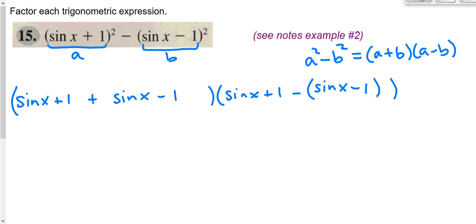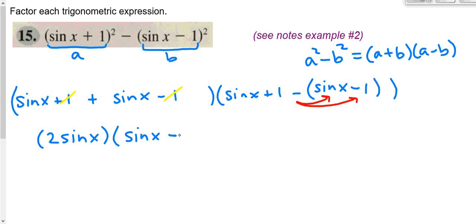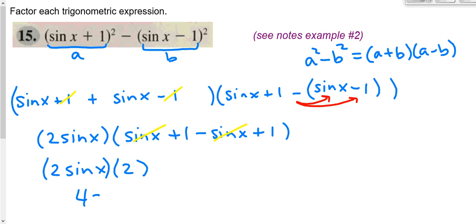Okay, now let's simplify. So notice in the first one you have a plus 1 and a minus 1. You can cancel those. And what you have left is sine x plus sine x, so that would be 2 sine x. And in the second one, let's go ahead and distribute the minus sign before we do anything else. So we have sine of x plus 1 minus sine of x plus 1. Minus negative 1 will be plus 1. Okay, so here we have a sine of x and a minus sine of x that can cancel. So all we have left is 1 plus 1. So we have 2 sine of x times 2. And we could write that as 4 sine of x.